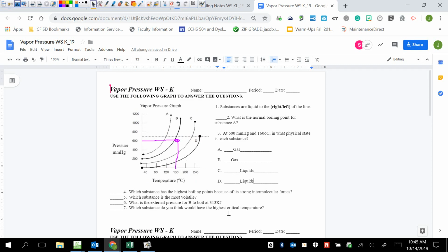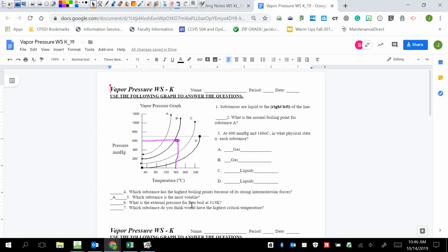So using this and going forward, which substance is the most volatile? Well, which one is easier to become a gas? Where's the most gas? It's going to be A, right? A is the most volatile, D being the least volatile. Okay, so expect questions coming up on that.